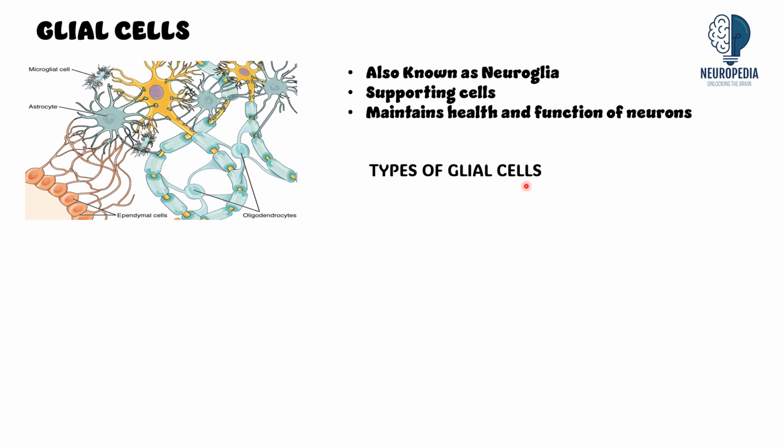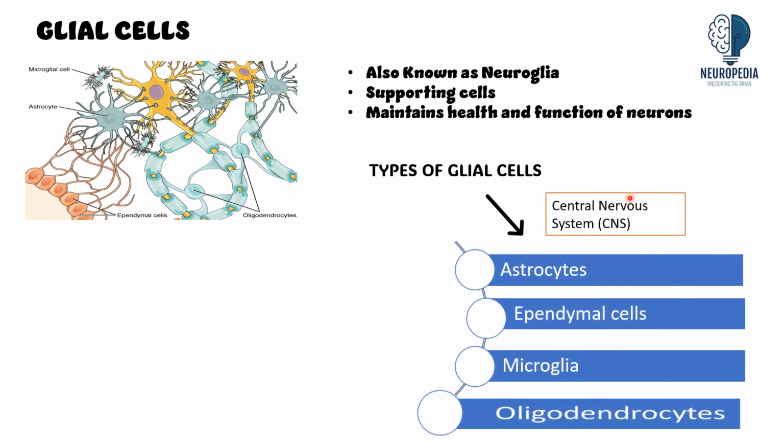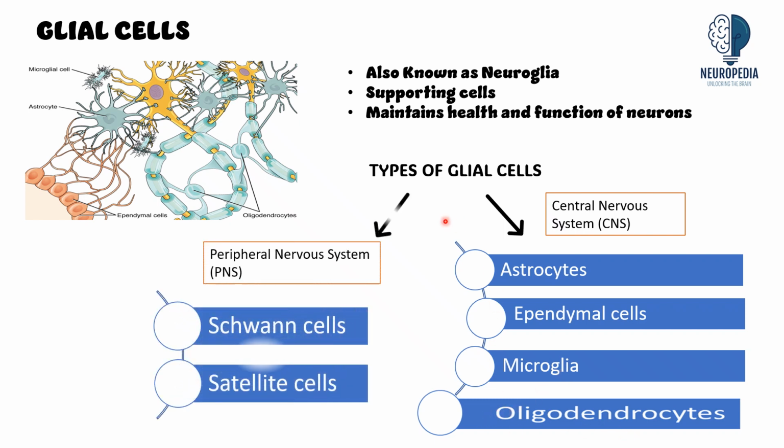Types of glial cells. There are several types of glial cells with distinct functions. In the central nervous system, we have astrocytes, ependymal cells, microglia, and oligodendrocytes. In the peripheral nervous system, we have Schwann cells and satellite cells. Let's study more about the different types of glial cells.